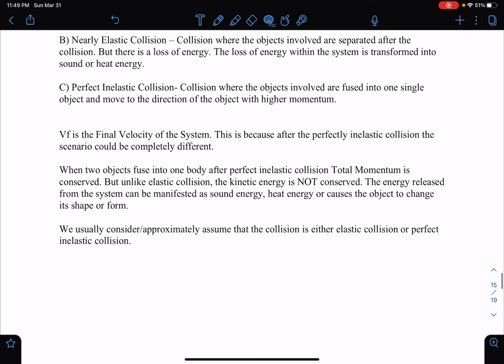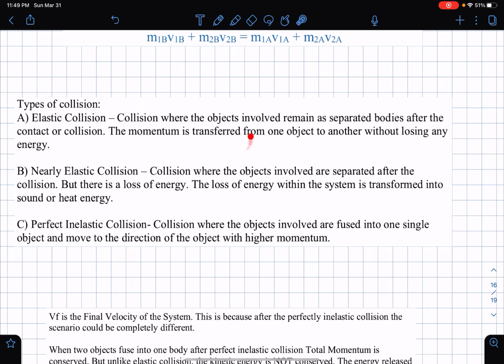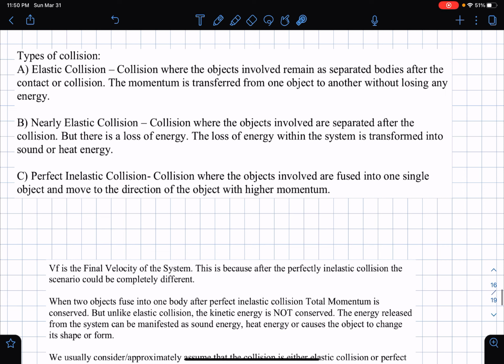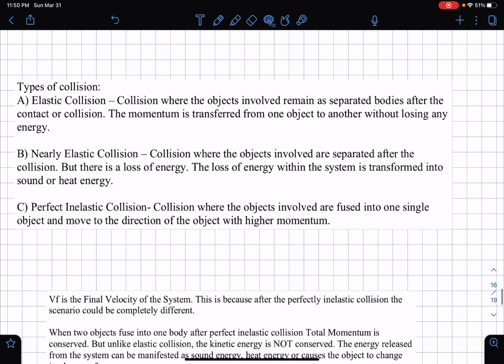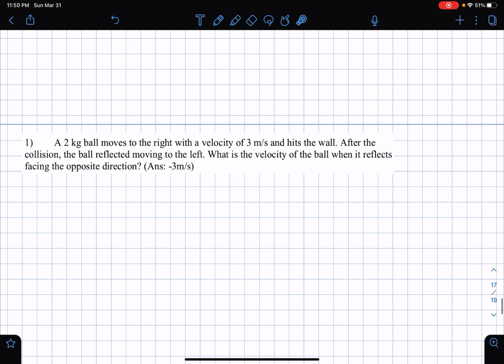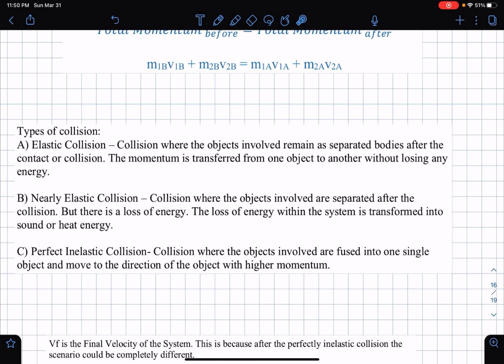Next is collision, right? What do I know about collision? Yes, the types of collision. Maybe let's touch a few concepts on this one. I'll just discuss the types of collision. We won't be answering questions related to collision itself in this video. Regarding the types of collision, we have three. First is elastic collision. This is the collision where the objects involved remain as separated bodies after the contact or collision. The momentum is transferred from one object to another without losing any energy.